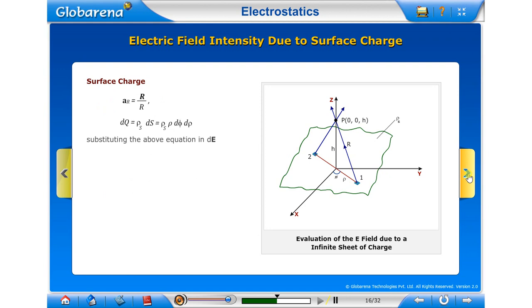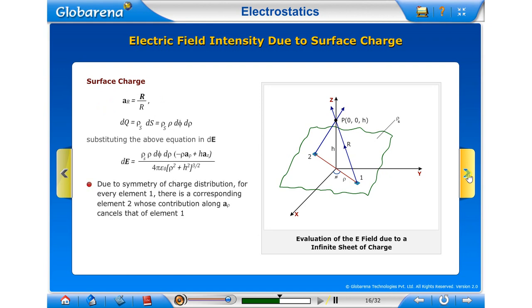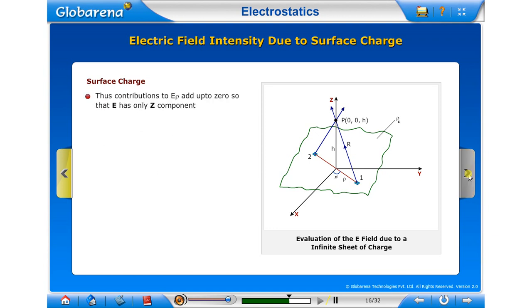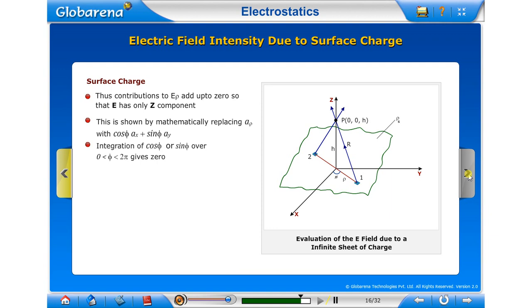Substituting the above equation in dE. Due to symmetry of charge distribution, for every element 1, there is a corresponding element 2 whose contribution along a rho cancels that of element 1. Thus, contributions to E rho add up to 0 so that E has only a z component. This is shown mathematically by replacing a rho with cos phi ax plus sin phi ay. Integration of cos phi or sin phi over 0 less than phi less than 2 pi gives 0.